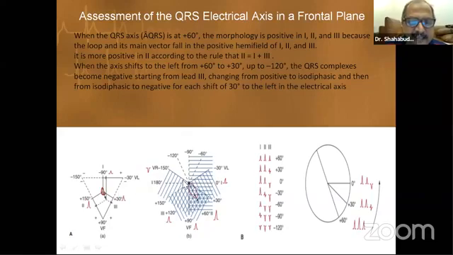Now, this is the hemifield correlation. If we consider 180 to 0 degrees, this is lead 1, and its hemifield correlation is -90 to +90 degrees. If we consider lead 2, it is directed towards 60 degrees, and its hemifield correlation is minus 30 degrees to plus 150 degrees. And lead 3 is directed towards 120 degrees, so its hemifield is minus 150 degrees to plus 30 degrees.